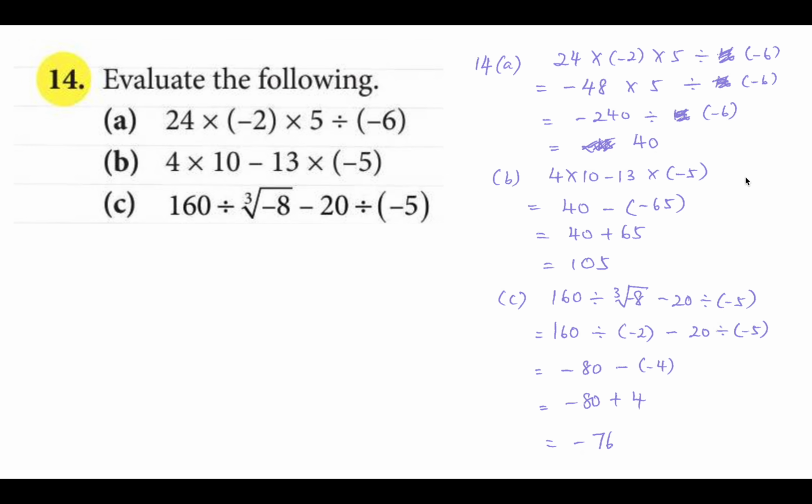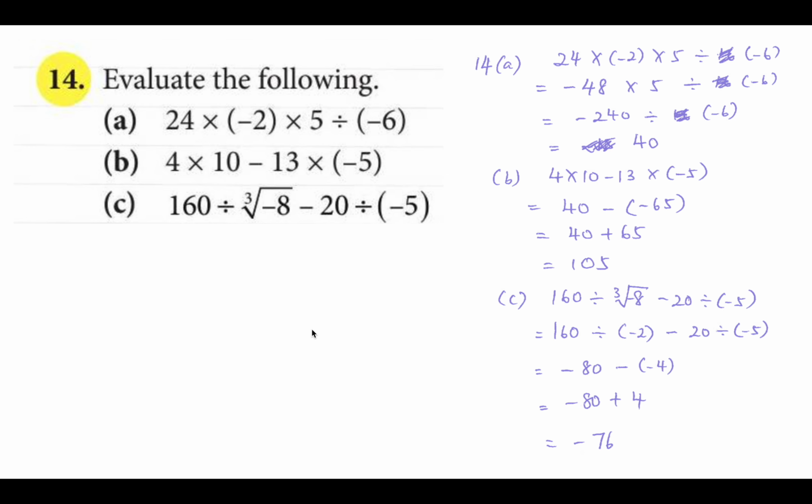Part B, 4 times 10 minus 13 times negative 5. Now the complexity increases because there's a subtraction. So we'll do the multiplication first before the subtraction, right? 4 times 10 gives us 40, and 13 times negative 5 gives us negative 65. Then we continue with our subtraction: 40 minus negative 65, which gives us 40 plus 65, which is 105.